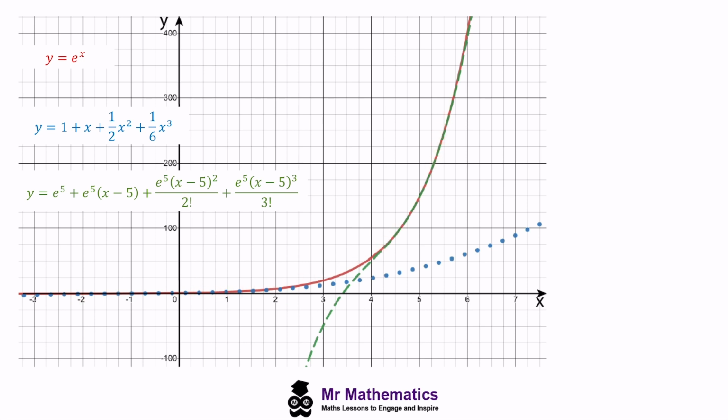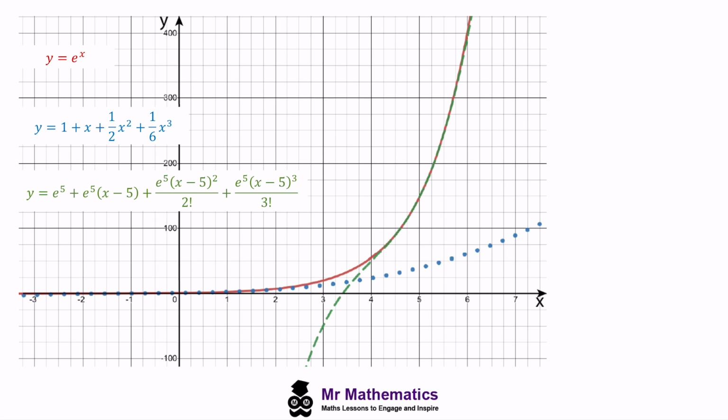The blue dotted line is the Maclaurin expansion of e to the x, which you can see here. And you can see that the Maclaurin expansion is a very good approximation for e to the x when it is centered on 0. However, as x gets bigger, we can see the Maclaurin expansion becomes less accurate as an approximation for e to the x. Say for instance when x equals 5, you can see the blue dotted line is now quite far away from the red line e to the x. So the Maclaurin expansion is not a good approximation for e to the x at this point.